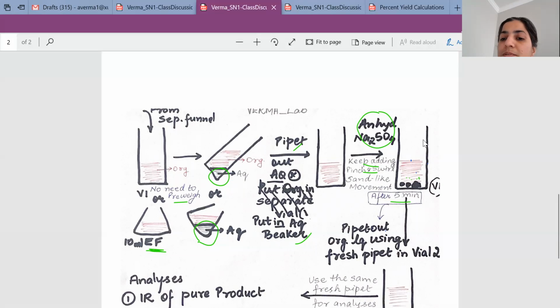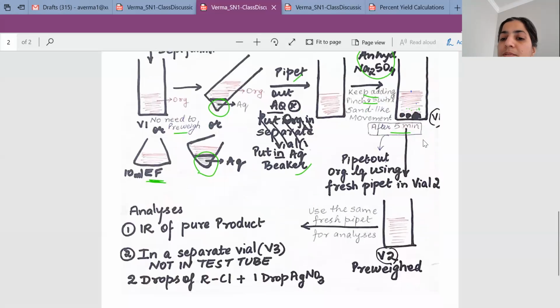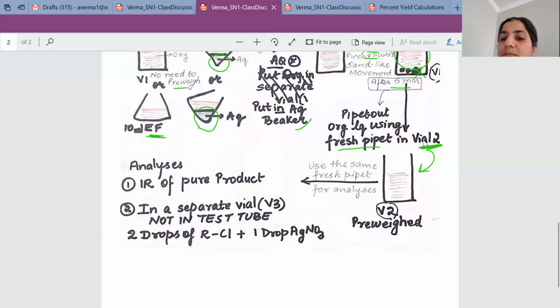After you have waited for 5 minutes, make sure you get a fresh pipette to collect the liquid only and not the clumps in a pre-weighed vial too. So you will need another vial to collect your material.